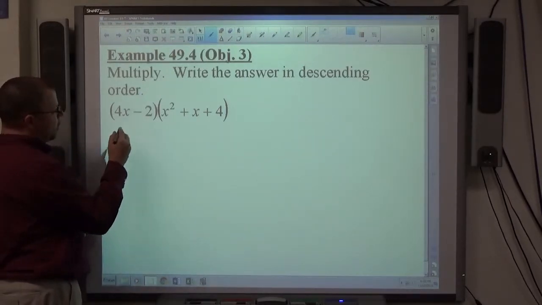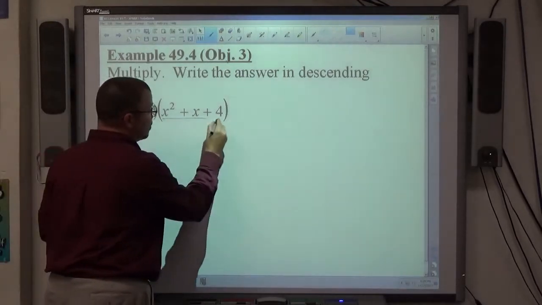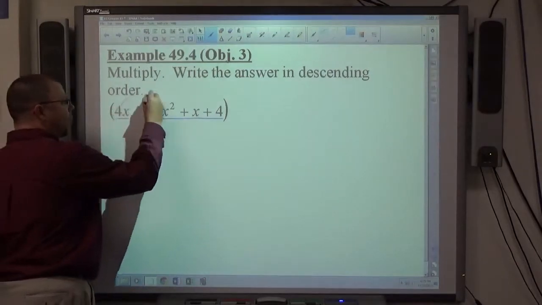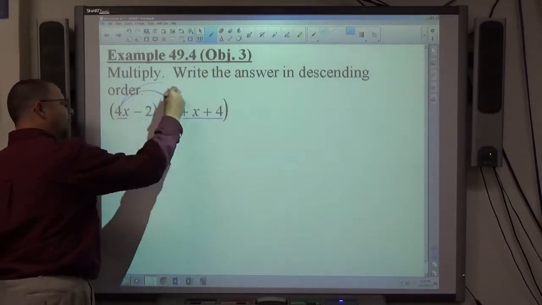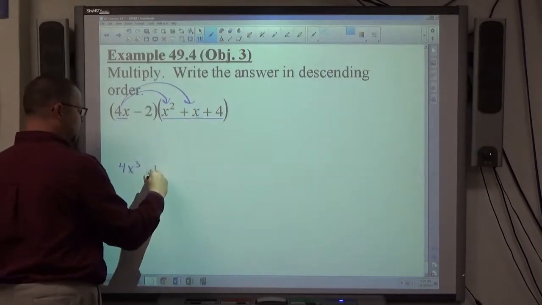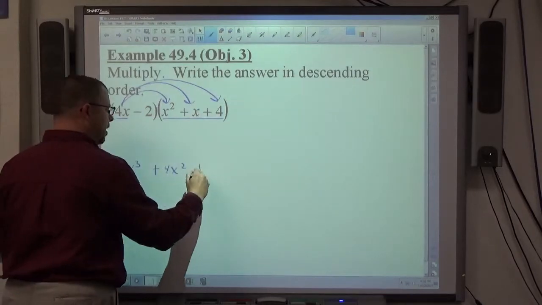If I'm doing distributive property, I'm going to take 4x, the first object, which is positive, times the entire second polynomial. That's 4x times x squared makes 4x cubed. 4x times x, both positive, makes positive 4x squared. 4x times 4, both positive, makes positive 16x.